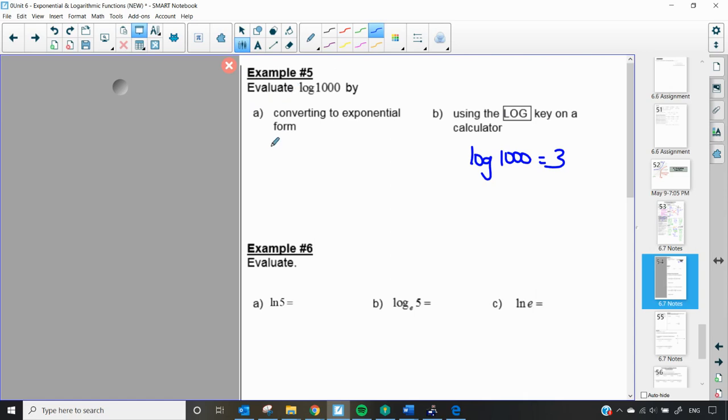Now, if I wanted to evaluate that using exponential form, I would have to actually put my base in there. So log base 10 of 1,000 equals v. 10 to the v equals 1,000. 1,000 is 10 cubed. So we have v equals 3. So again, we can evaluate both algebraically and with our calculator.